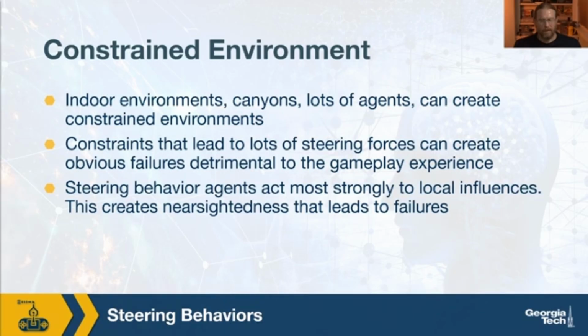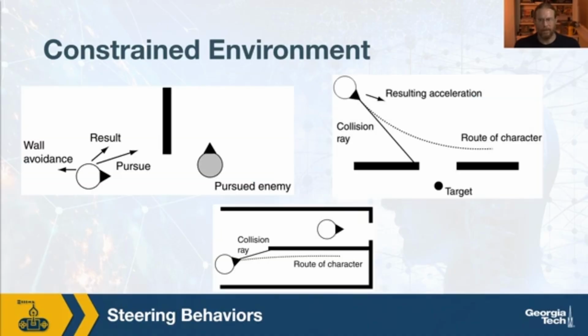If you think about how steering behaviors work, they're going to act most strongly to local influences, and that creates this nearsightedness, so that other points of interest that might influence the agent through steering behaviors are not going to be able to influence these more nearsighted reactions. And so I'll show you a few figures from Millington's Game AI book here. These are figures 3.35, 3.36, and 3.37.